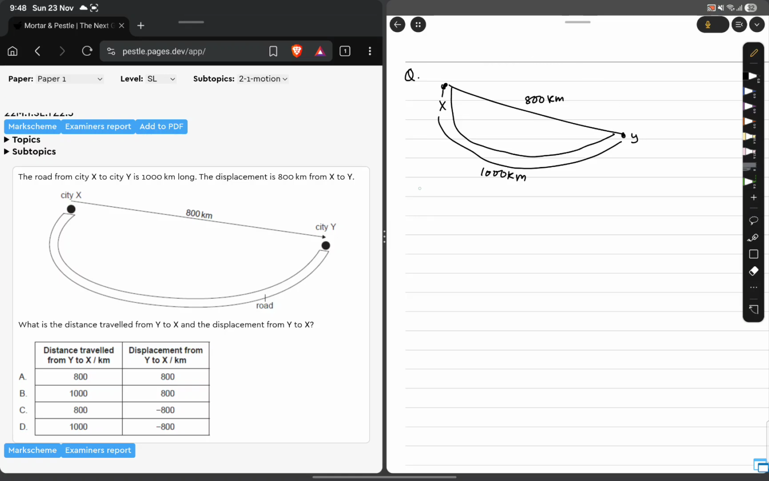So it can't be A or C. The displacement is also negative because if we're taking X to Y as positive, that means going back has to be negative, because displacement is a vector quantity. So it's going to be D.